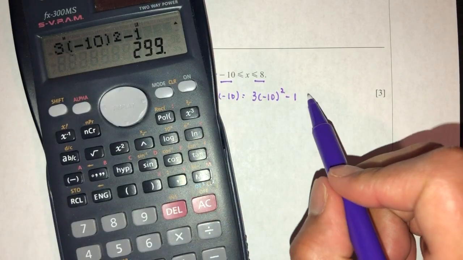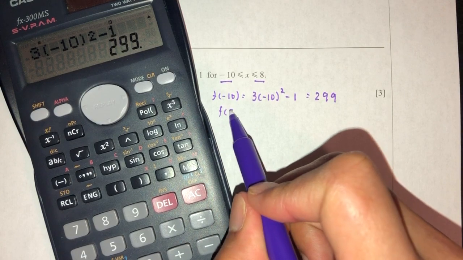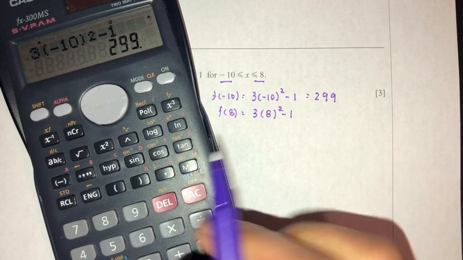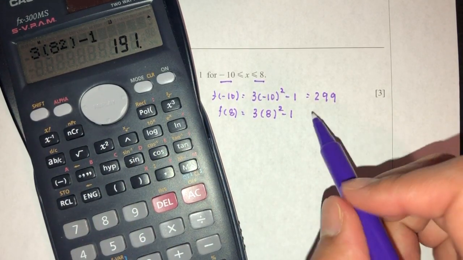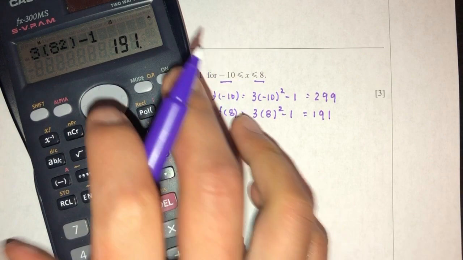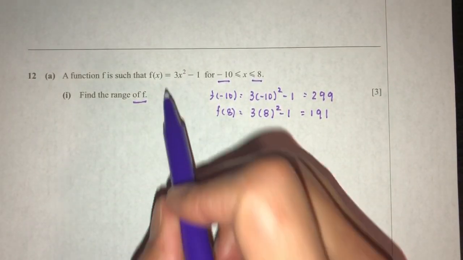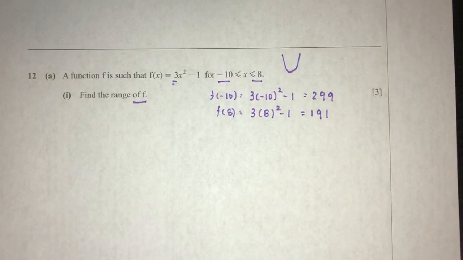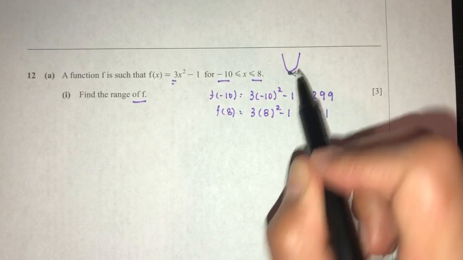That will be 299. And then we have f of 8. That will be 3 times 8 squared minus 1, which is 191. Again, you have to know this one is a quadratic function. So if it is positive, you will have a shape like this, right? You have to kind of know this. Now, as you can see, we will have a minimum point. We have to find the y value of this minimum point.